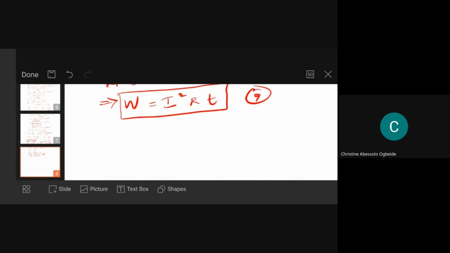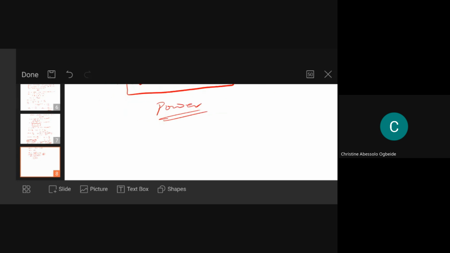But the last thing I would like us to look at is the electrical power, the power that flows through the circuit. If you can find the energy, you can always find the power, because we say that power is the rate at which work is done. So it means the electrical power, P, power generally, is simply work done over time or energy over time.